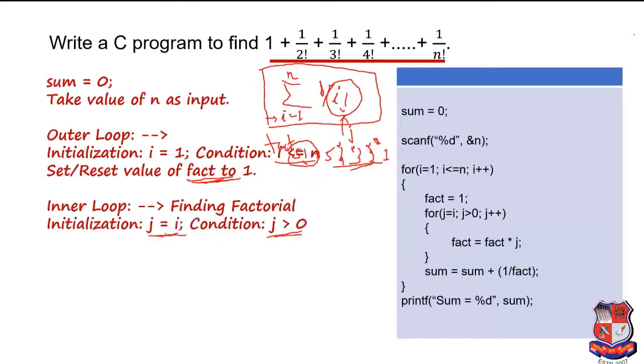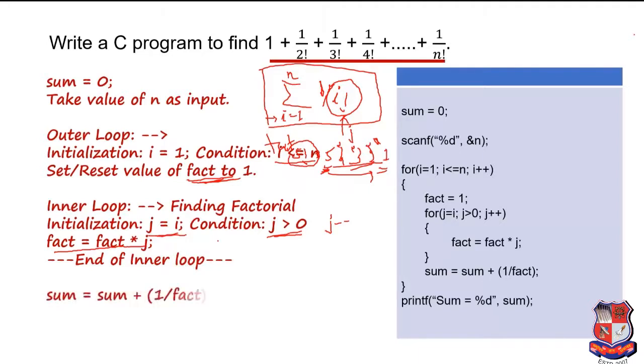Okay, our initialization is j equals I and the condition is j greater than 0. For example, if we are talking about 5 factorial, it starts from 5 and goes down to 1. So till the value is greater than 0, the loop continues, and over here we have to take decrement instead of increment. Then we write the equation like this: fact equals fact into j. Okay, over here our inner loop ends. Then we have to write the equation for finding the summation, and it is like this: sum equals sum plus 1 divided by factorial.